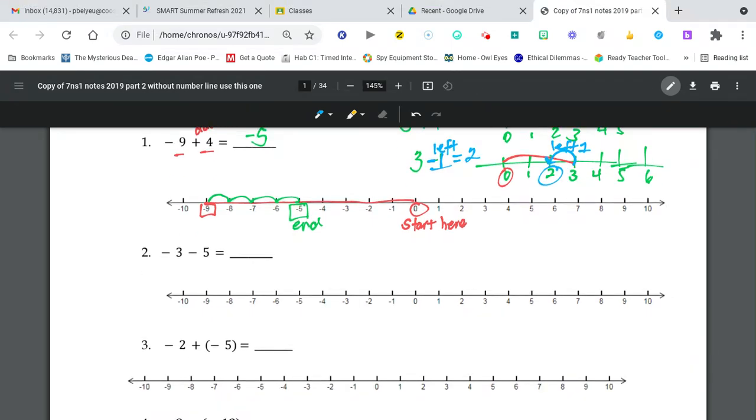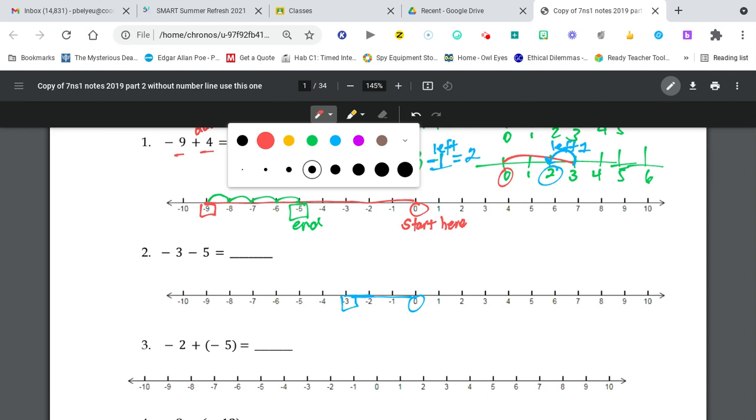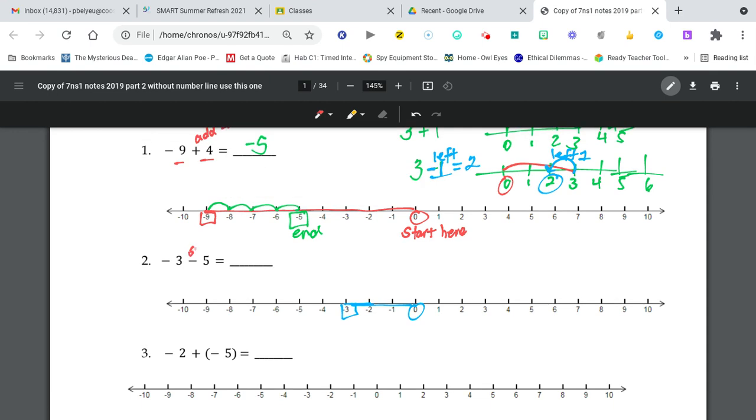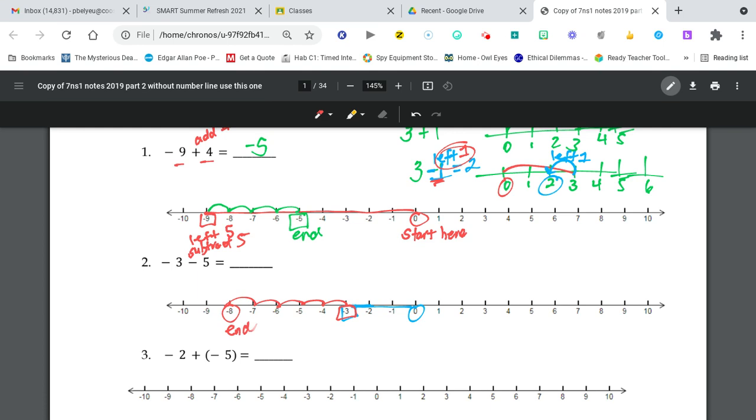I'm going to start here at 0, and I'm going to go to -3. Now, this says subtract 5. So here when we subtracted 1, we went to the left 1. So when I subtract 5, I'm going to go to the left 5. So starting back at -3, go left 5. 1, 2, 3, 4, 5. It puts us at -8. That's where we end. So I see that -3 minus 5 is -8.